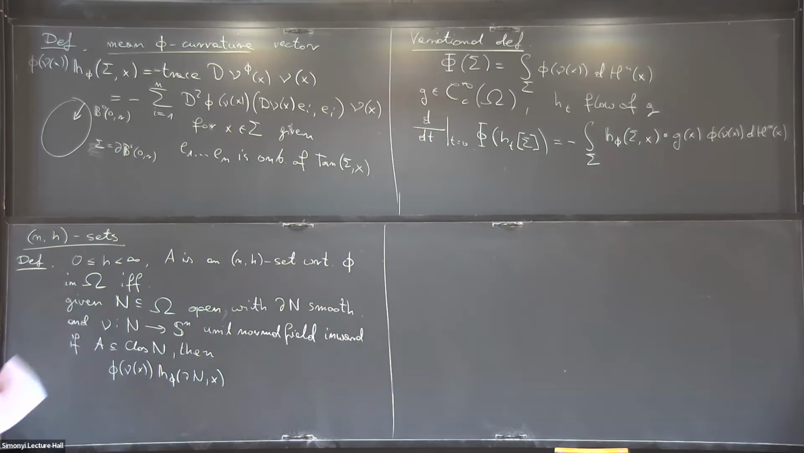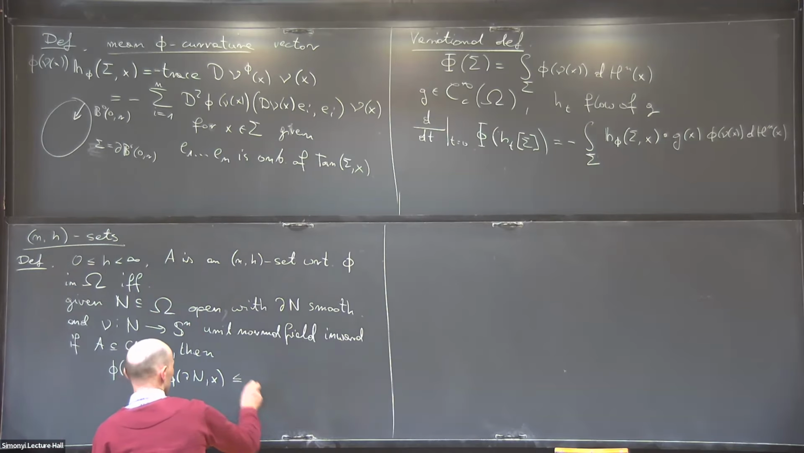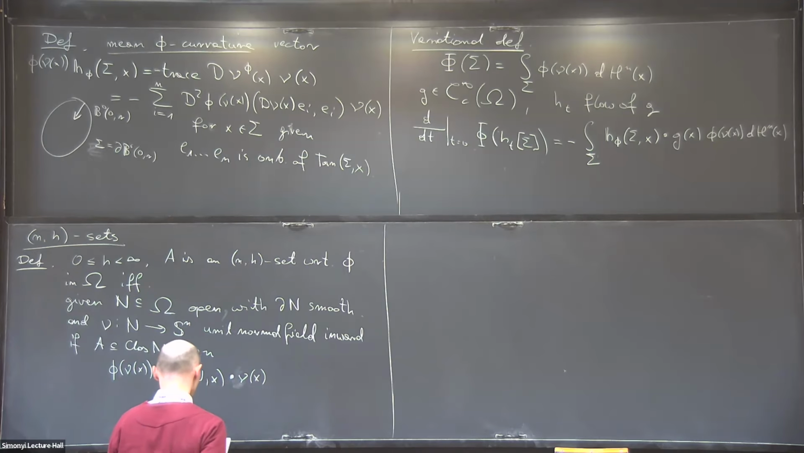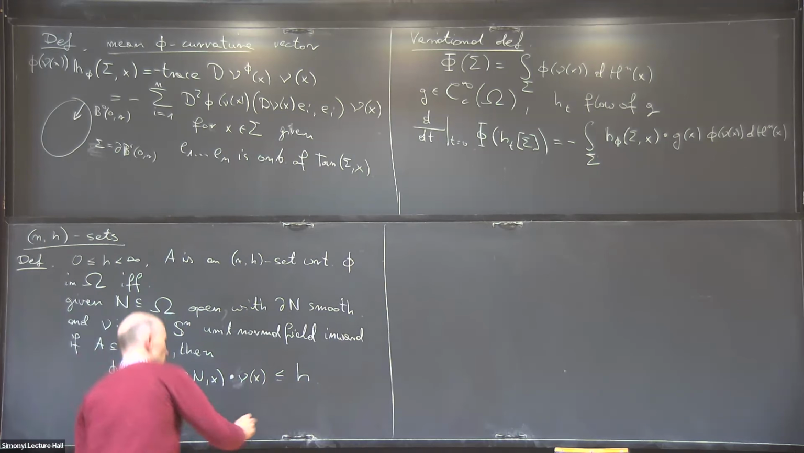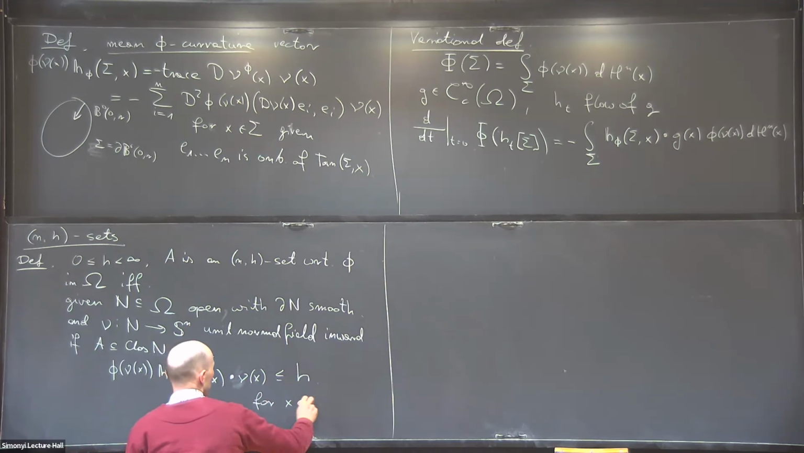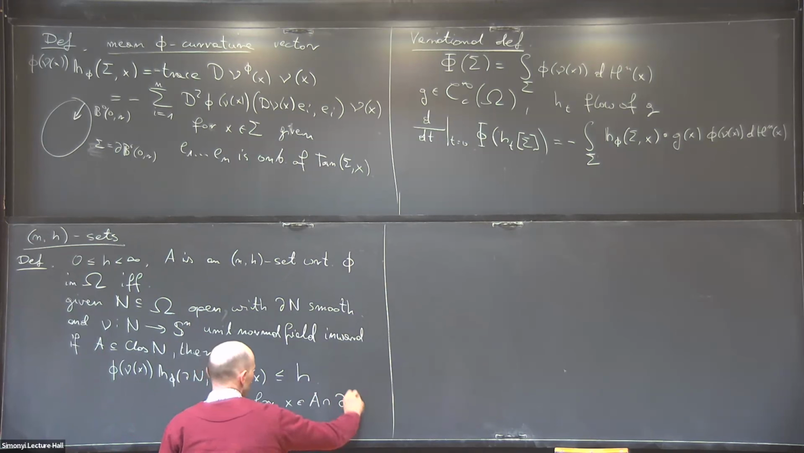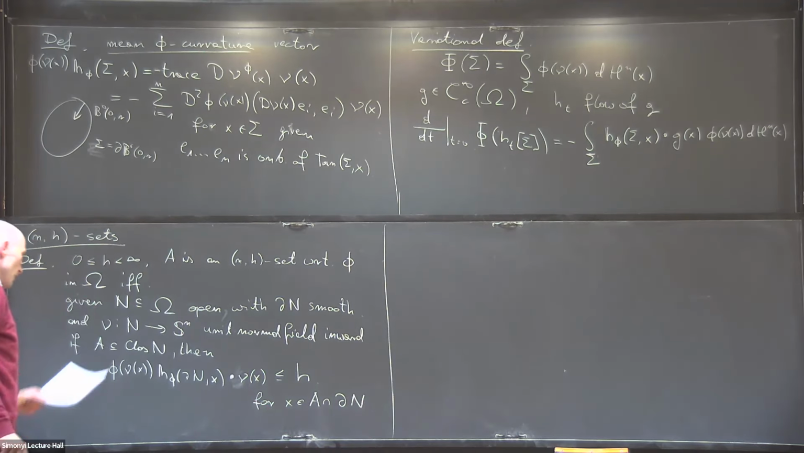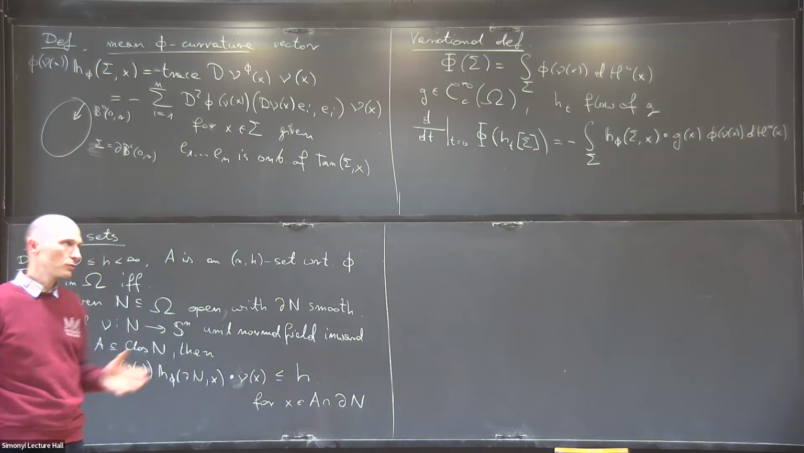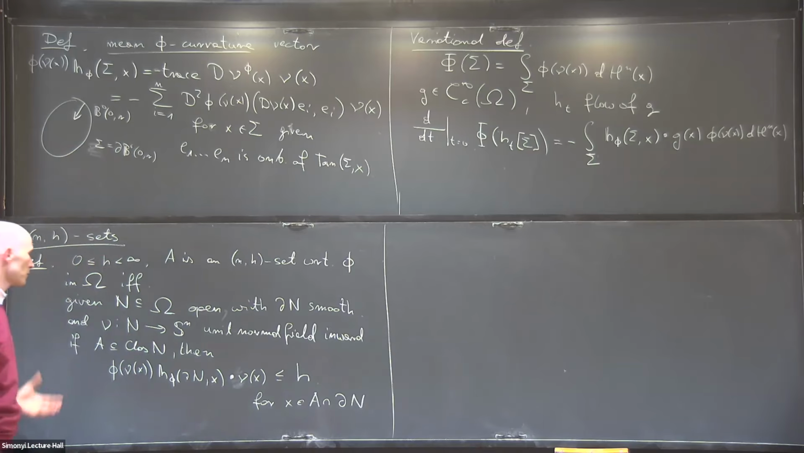Yes. So the mean curvature of this small guy, multiplied by the inward pointing normal vector, has to be bounded by H. And this has to hold for all x in A intersect the boundary of N. So now one comment here. What does it say? It's an NH set. Well, the point is that we want to define curvature for arbitrary closed sets. We want to do some curvature estimates for arbitrary closed sets.